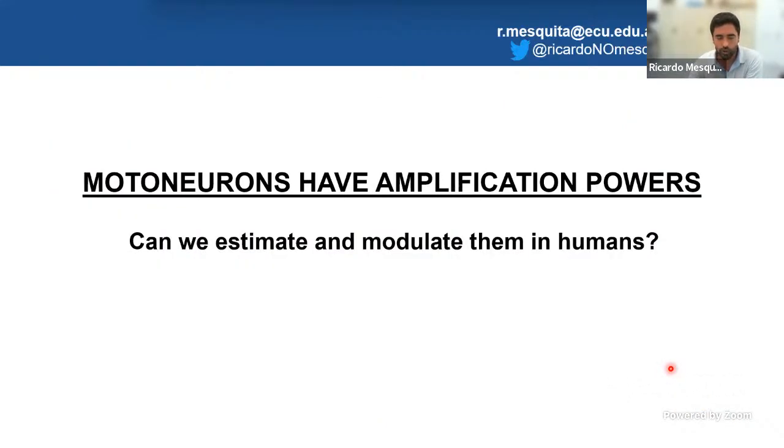So to conclude, motor neurons have amplification powers. Yes, we can estimate them in humans. We've been doing it for a few decades with a well-established technique. In my PhD, I tried to see if another technique could also be used. We still cannot rule out the possibility that that technique cannot estimate PICs. And we found robust evidence that inhibition and relaxation can modulate these amplification powers.